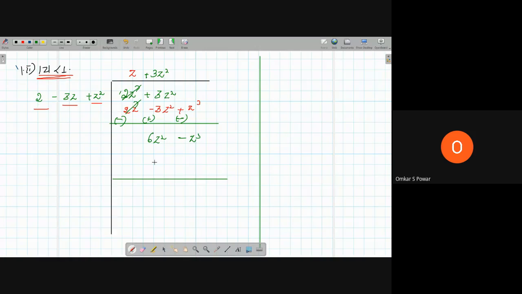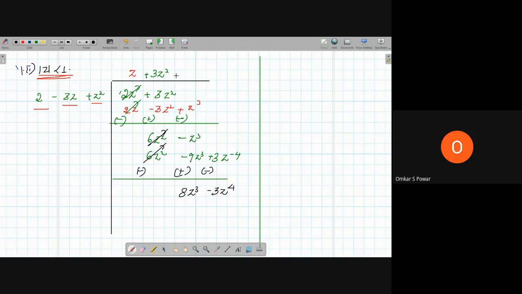3z square into 2, it is 6z square, and 3z square into minus 3z, it is minus 9z cube, and 3z square into z square, here it is 3z to the power of minus 4. So again, what you have to do? You have to change the sign. So let us change the sign here. So this and this gets cancelled off. So minus 9z cube minus z cube, it is 8z cube. So here it is minus 3z to the power of minus 4.